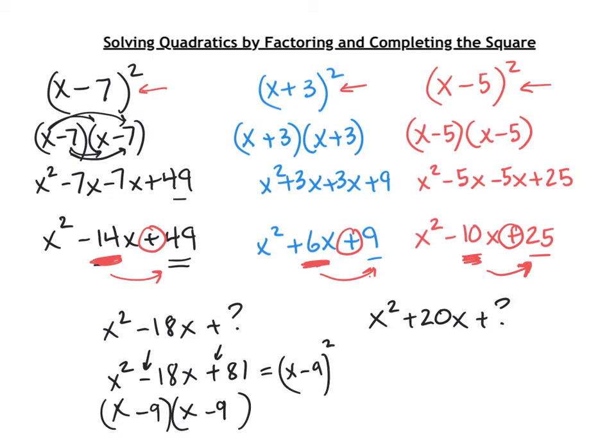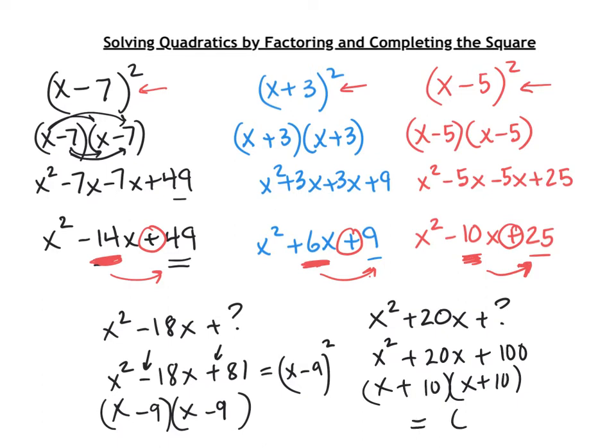Take a look at the last one. Take the 20, take half, you get 10. Square it, you get 100. That's x squared plus 20x plus 100. This is something times something, x and x, plus and plus, and 10 and 10. So this is equal to x plus 10 squared.